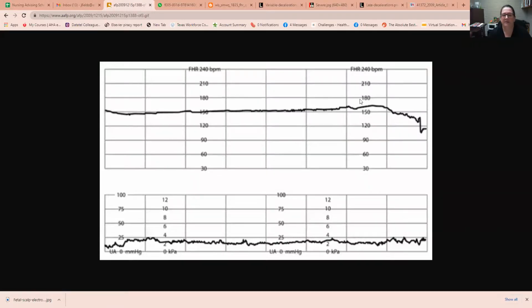So we're going to look at the closest I could find to this. I've seen strips that are actually a better representation of this, but this is the closest I could find. This is absent variability. And then we have a decel here that could be variable. If this is a contraction we're not picking up, it could be late. But no variability at all here. Recurrent variable decels. This is category 3. We are calling the provider.